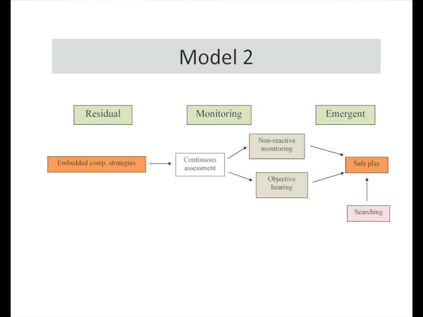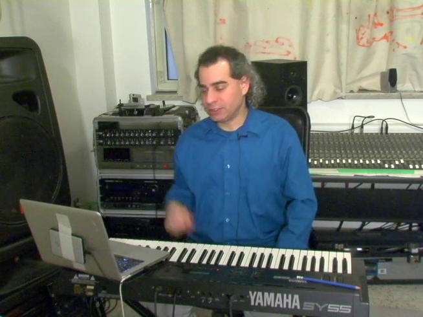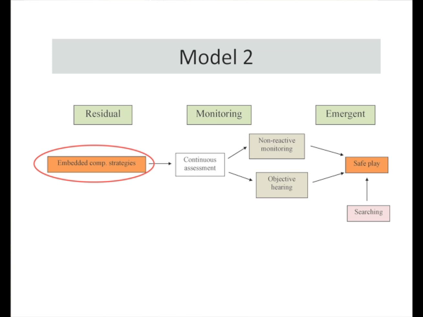In Model 2, we encounter fewer cognitive processes, fewer boxes. And in the residual behaviors, we have embedded strategies. Under monitoring, we find continuous assessment and non-reactive monitoring, as well as objective hearing. And in the emergent behaviors, we find search and safe play. To start discussing this model, take embedded strategies as an arbitrary point of departure.